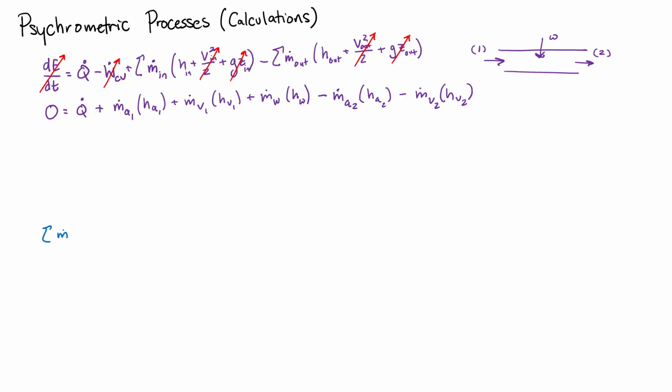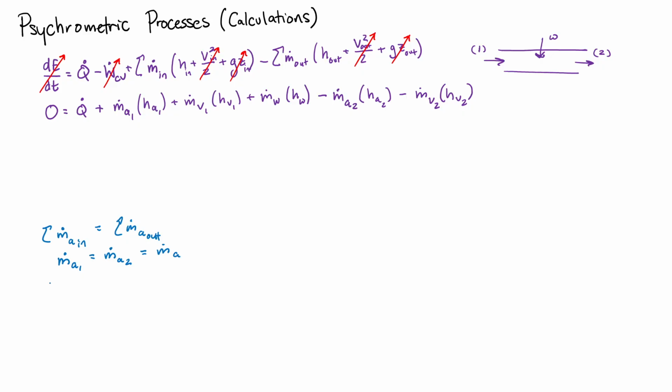Sum of mass flow rates of air in has got to be equal to the sum of the mass flow rates of air out. I don't want to do a conservation of mass of air and water together, because that would imply that I can have air converting and changing into water and vice versa, which is not going to happen. So from this, I just have my mass flow rate of air at 1 has to be equal to my mass flow rate of air at 2, which I'm just going to call my mass flow rate of air.